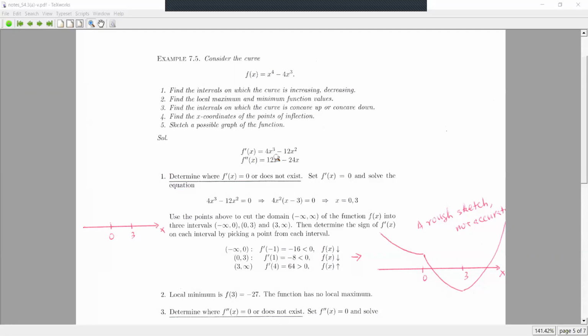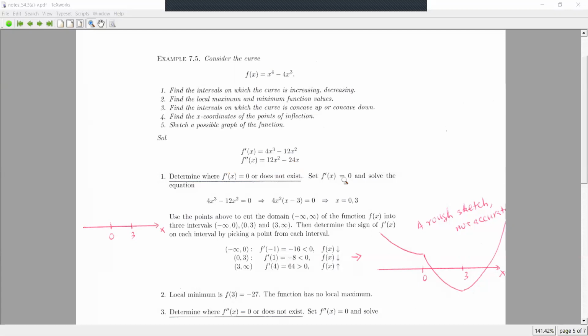Because the derivative is a polynomial, it has no denominator, so the derivative exists everywhere. The derivative doesn't exist at a point where the denominator is 0, but there is no denominator, so no point can make the derivative not exist. Now I want to find the points where the derivative is 0.